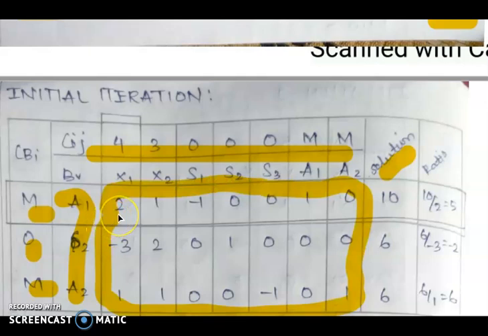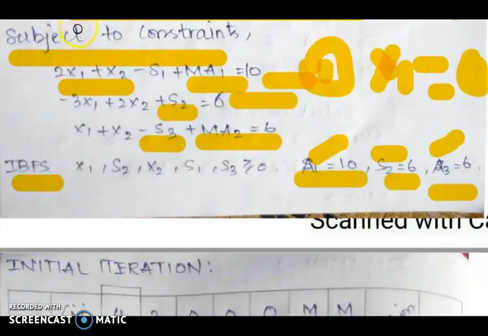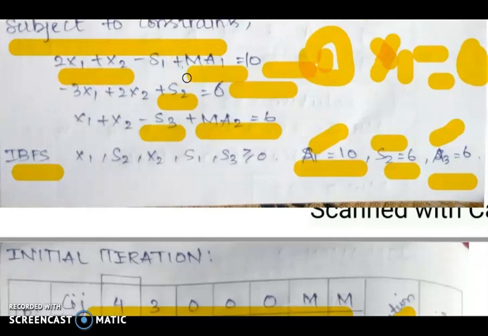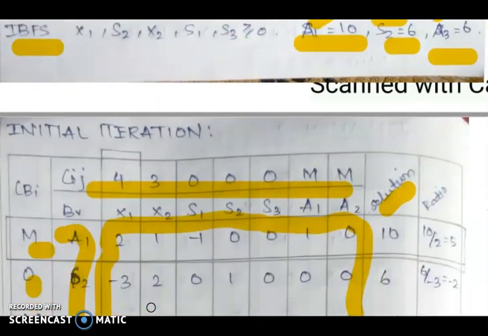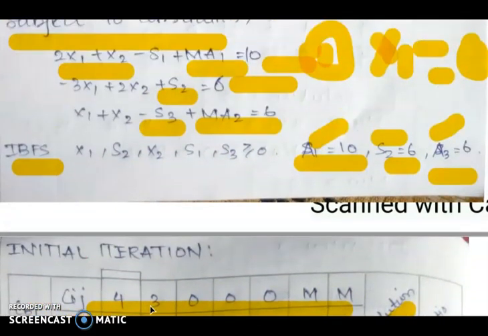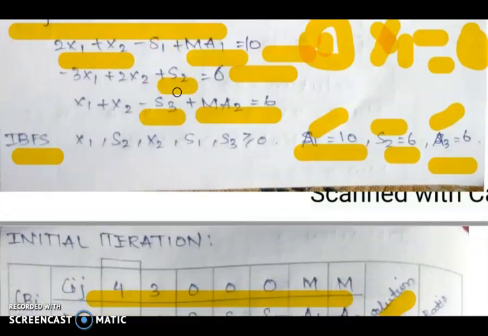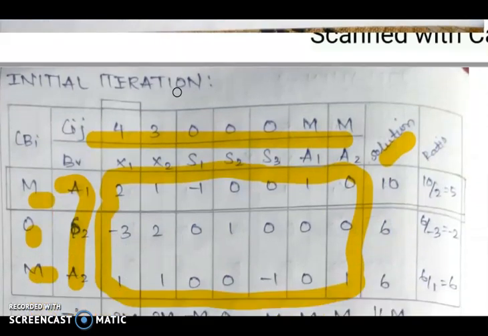Going through the first equation, we mention 2, 1, minus 1, 0, 0, because there is no coefficient for s2 and s3. Similarly, for the second equation we mention minus 3, 2, 0, 1, and so on.